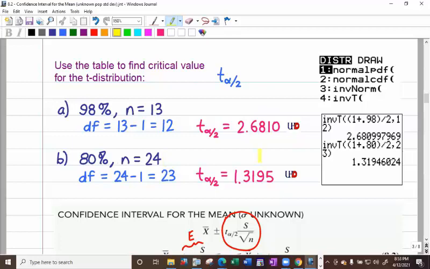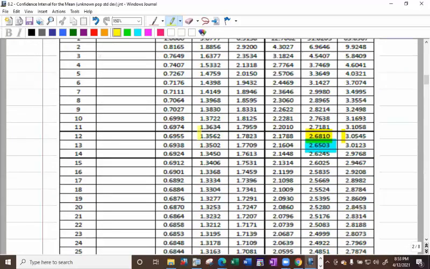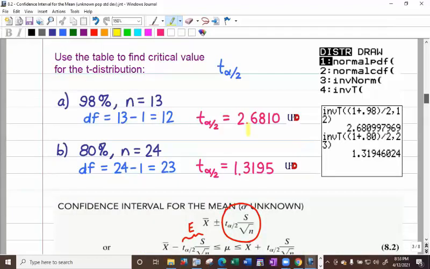80%, n is 24. 80% is column 2. n is 24 means 23 degrees of freedom. 1.3195. Ta-da!